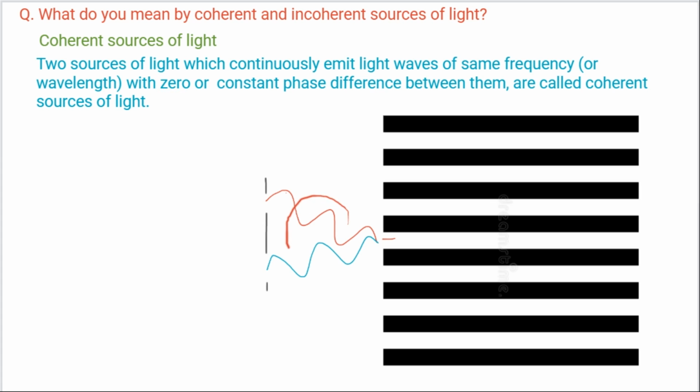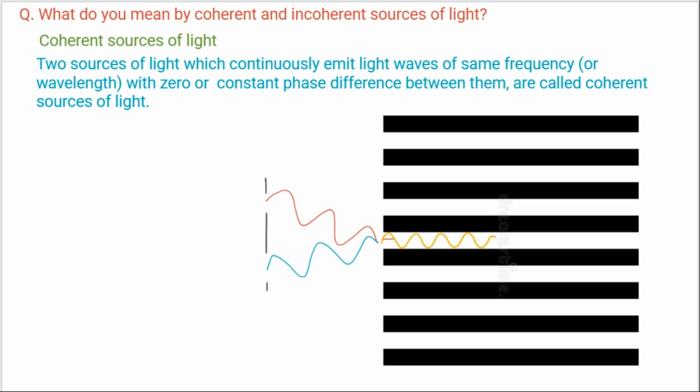In that case, what happens? Interference will be produced such that at this point you will see a maxima here. That means the two lights will interfere with each other to create a maxima here.